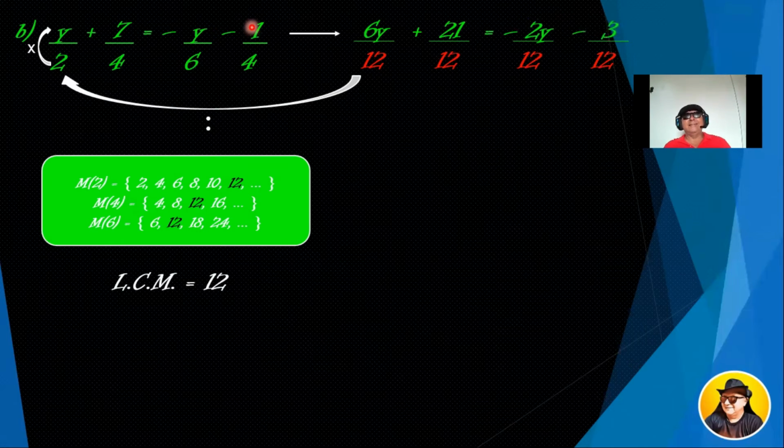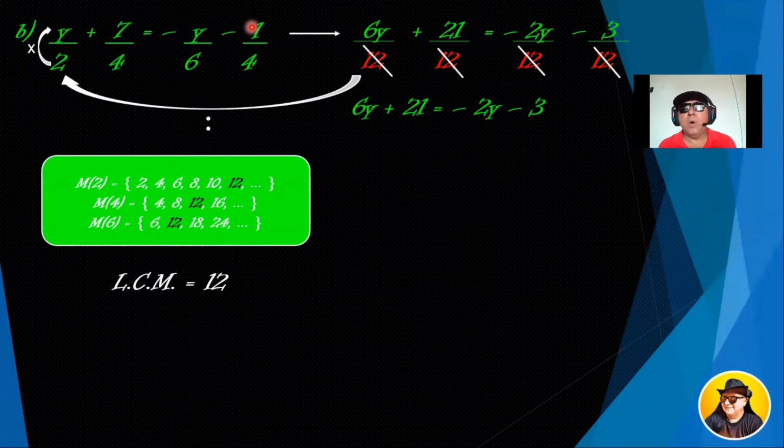And so, that moment I told you, we don't need 12 anymore. So we are going to cross them out. Okay, so after you remove them, what remains? The numerators. 6y plus 21 is minus 2y minus 3. This is a first-degree equation. So organize them into families: y families and number families themselves.